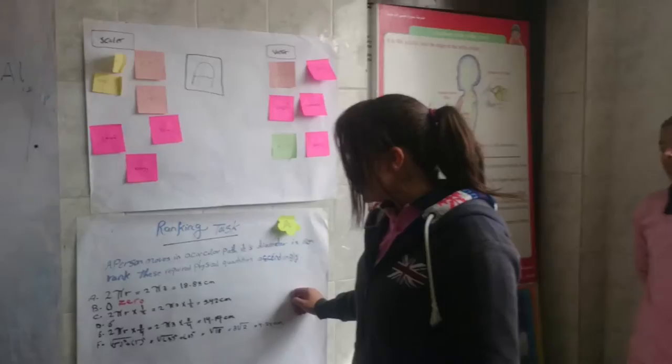Okay? Firstly, the distance in case of moving the whole circle equals the circumference. Circumference equals 2πr, which equals 2π times 3, because the radius equals 3. Then it equals 18.85 centimeters.